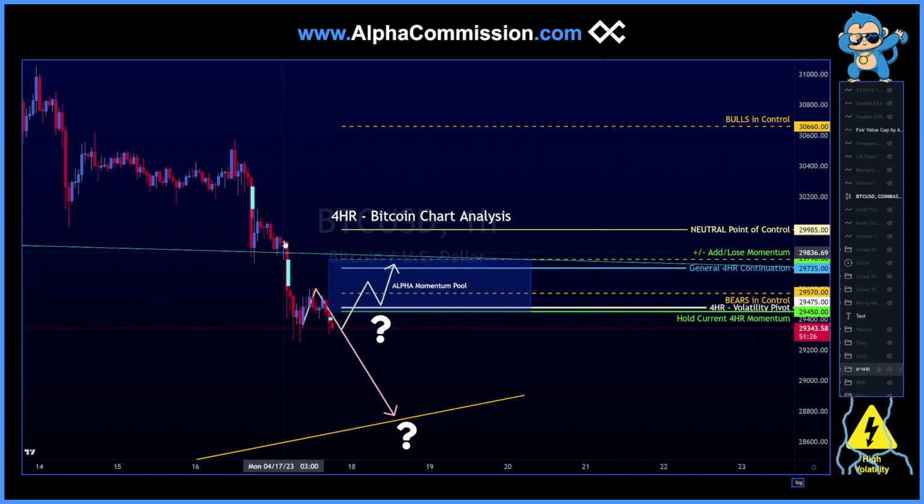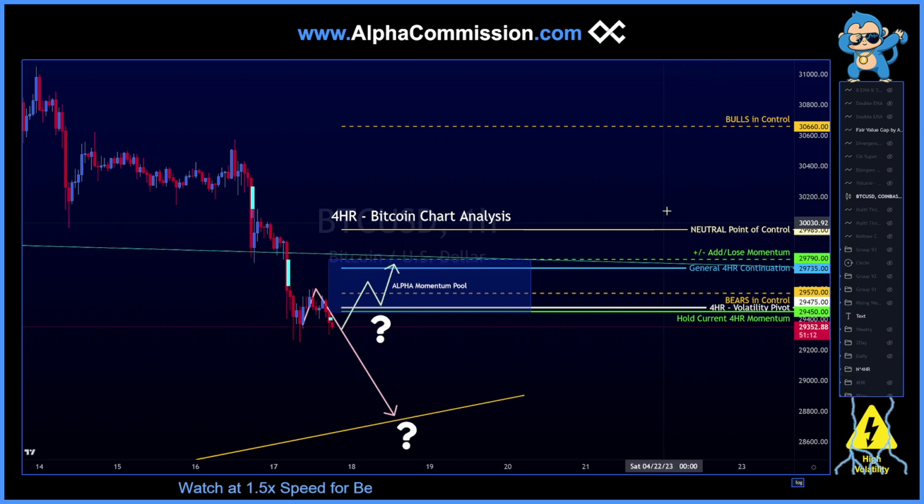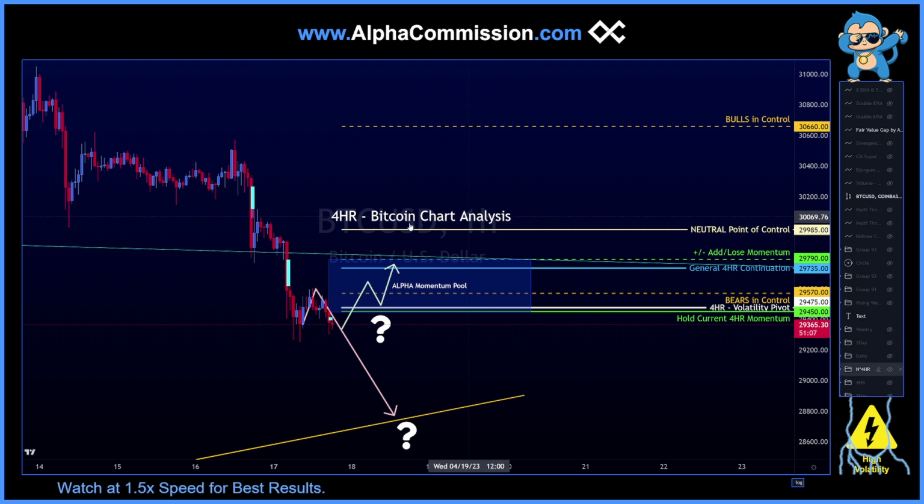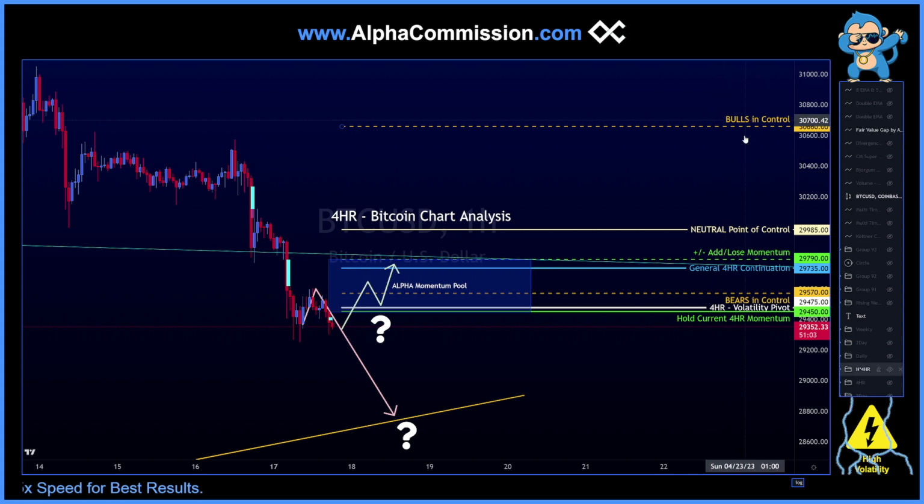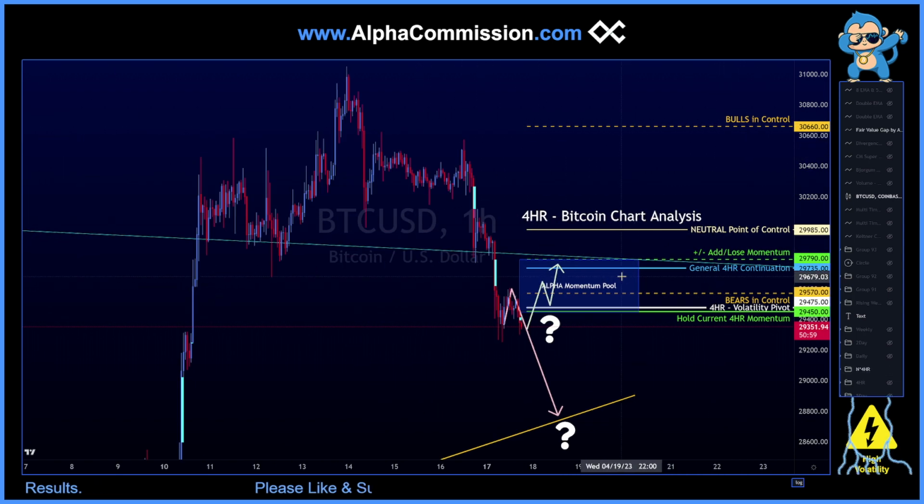To have continuation, we would want to recover 50% of this candle here above this continuation level. That'll flip our MACD bullish again on the 4 hour, and we could just get above 29,790 for a little bit extra oomph that could potentially push us over the neutral point of control at essentially $30,000 flat. And then we'd have some work to do to put bulls back in control, but they'd have a good shot being above the neutral point of control.